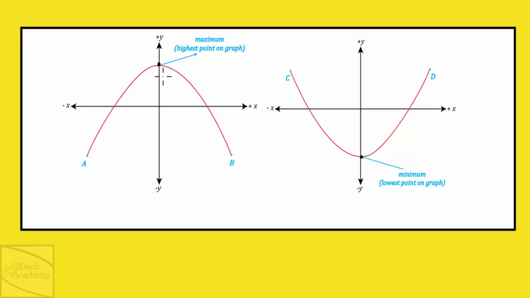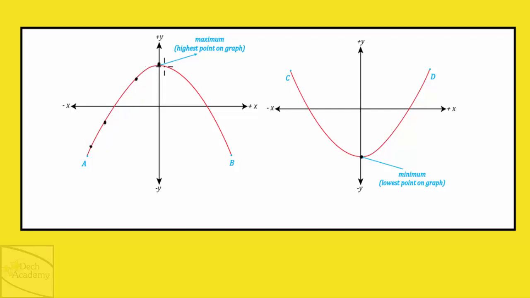So the maximum point is the highest point on the curve, and the minimum is the lowest point on the curve. That's very simple. So that's the first thing to know. So when you plot a graph, for instance, on graph paper, you only plot a couple of points. You might just plot this point, this point, this point.